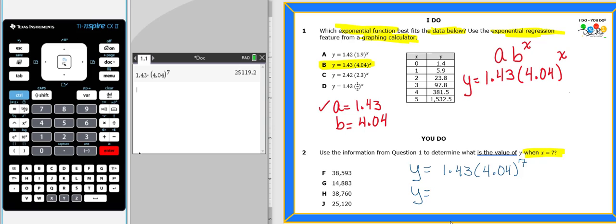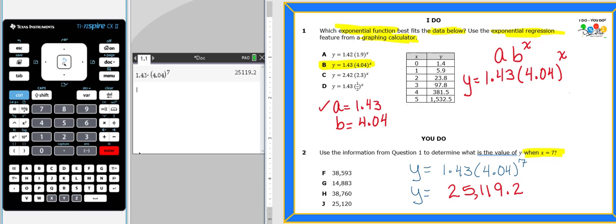So there's different ways you can do it. You could have graphed it and then go find the table, but this is something simple to do because we already have all the values given to us, right? So my answer for this, notice how I got 25,119.2, right? So that would be close to what? Yeah, you're trying to find an approximation, right, guys? So that would be close to letter J. Very good. And those will be the answers for us.